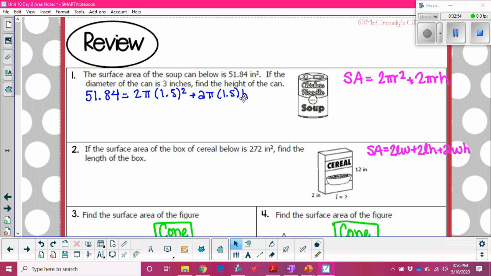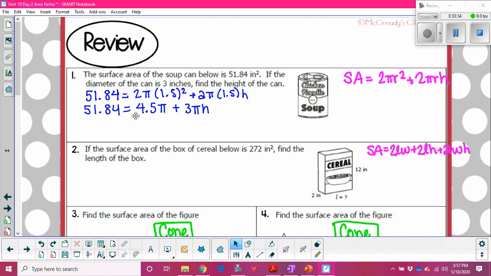Let's look at that. So you have 51, draw lines again. All right, 51.84 equals 2 times 1.5 squared is 4.5. So you have 4.5 pi plus, now I just said 2 times 1.5 is 3, so you have 3 pi h. Okay, so the first thing you're going to do is subtract 4.5 pi from both sides. My 5 disappeared from over here. I don't know how that happened. Sorry, there we go.